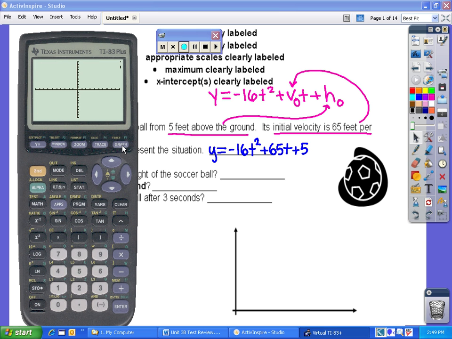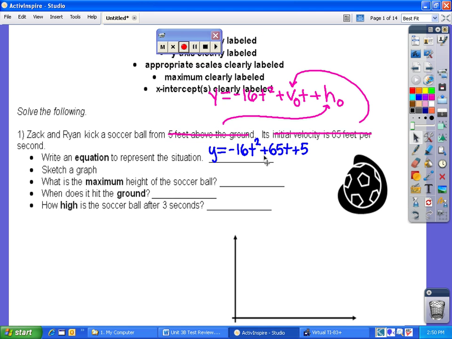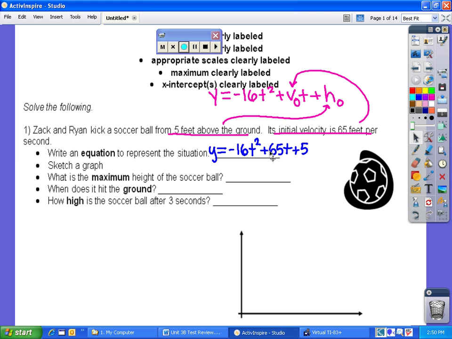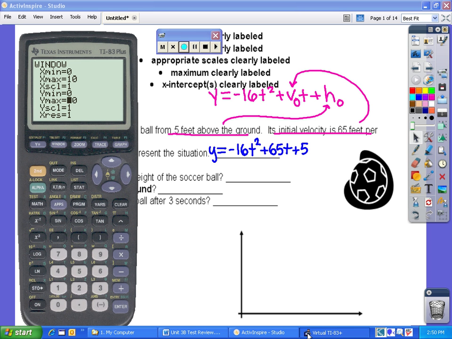Press graph, and you'll notice that you can't see the whole graph. That's when you change the window. So we're going to change the window. The minimums are always going to be 0, always. So 0 here, 0 here. This can stay at 10, which is the x max. But what we really need to do is change the y max. That's how high it goes. So right now, what we do is usually look at the number that's the biggest. And since 65 is the biggest number that we have here, we're going to use the 65, and we'll make it about 70.